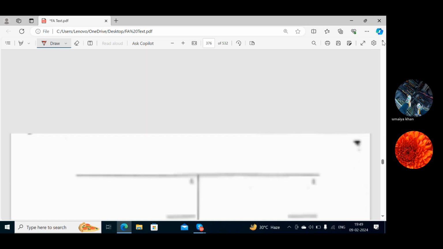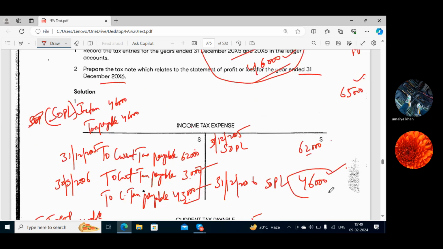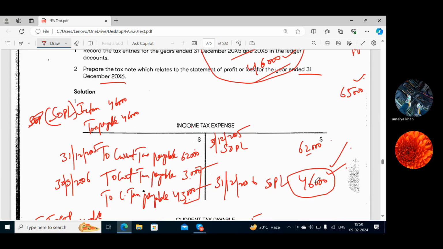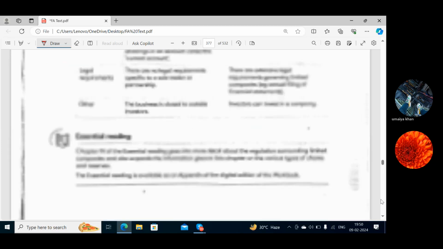We did income tax expense account. This one. Okay, fine. Let's move forward. Already calculated that, right? This one goes to the SOPL, this one for the current year. Next one, comparison. See, what comparison are they drawing here?